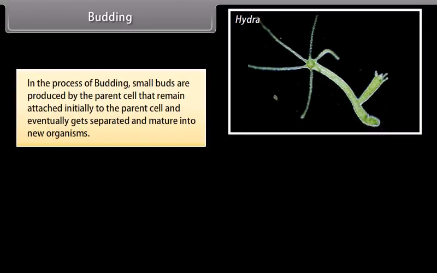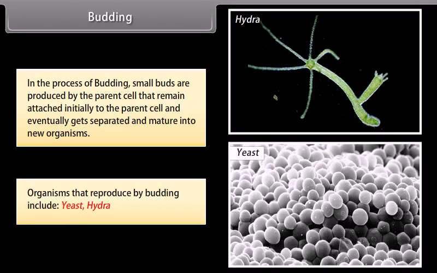Budding. In the process of budding, small buds are produced by the parent cell that remain attached initially to the parent cell and eventually get separated and mature into new organisms. Organisms produced by budding include yeast, hydra. The following diagram shows the bud developing on parent hydra.